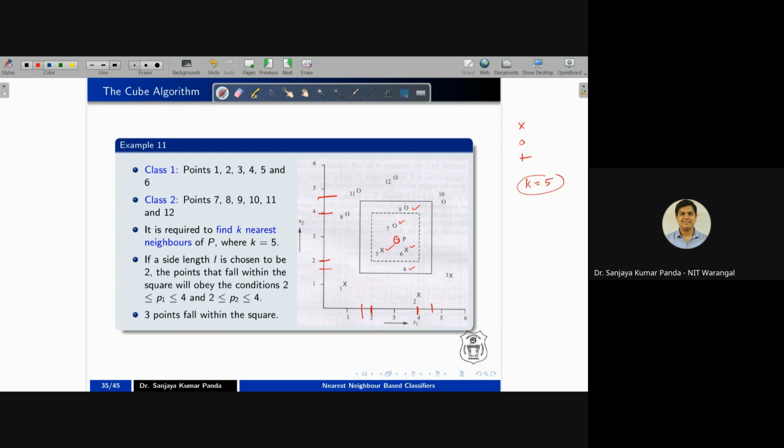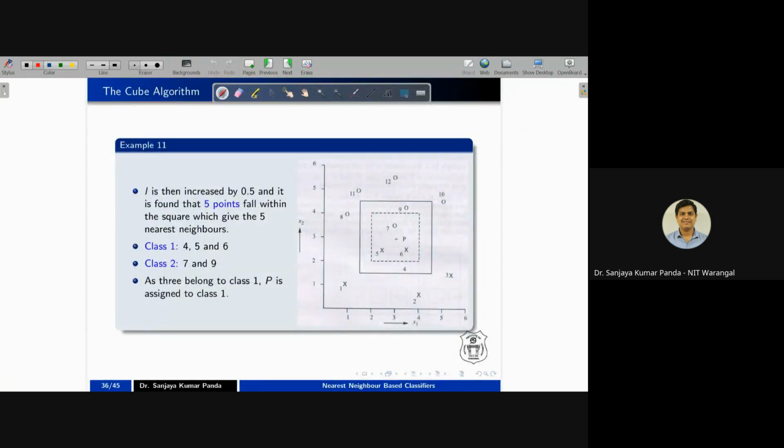Earlier it was 3 points, but now it has increased to 5 points, out of which 4, 5, 6 belong to class 1, and 7 and 9 belong to class 2. As 3 belong to class 1, the Q algorithm says that you select class 1. So the test pattern P is also going to be classified into class 1. But determining this cube length or expanding it to another level, like 2 increased to 1.5, again 4 increased to 4.5, is very difficult. Still, if this technique works, then it is an efficient technique over other techniques. So is it clear? If you have any doubt related to these two, branch and bound and the Q algorithm, you can ask.